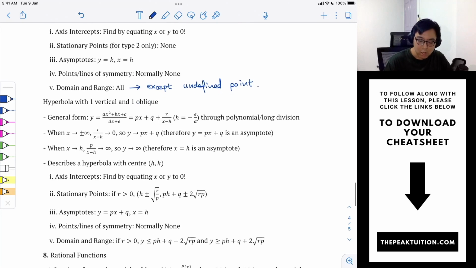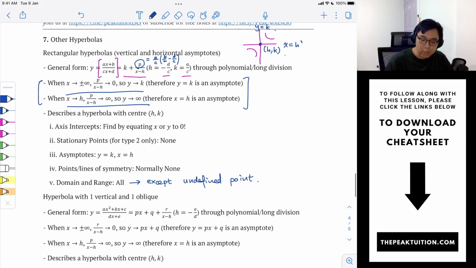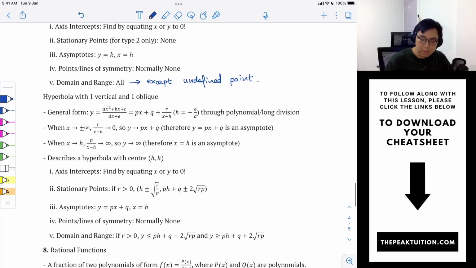Okay. So for a hyperbola with one vertical and one oblique asymptote, this originates from a general form that looks like this. When we have a quadratic term on top and a linear term below, there will be a px plus q outside after the long division or polynomial division. When we have a px plus q, it's not super clear how the graph will look, right?